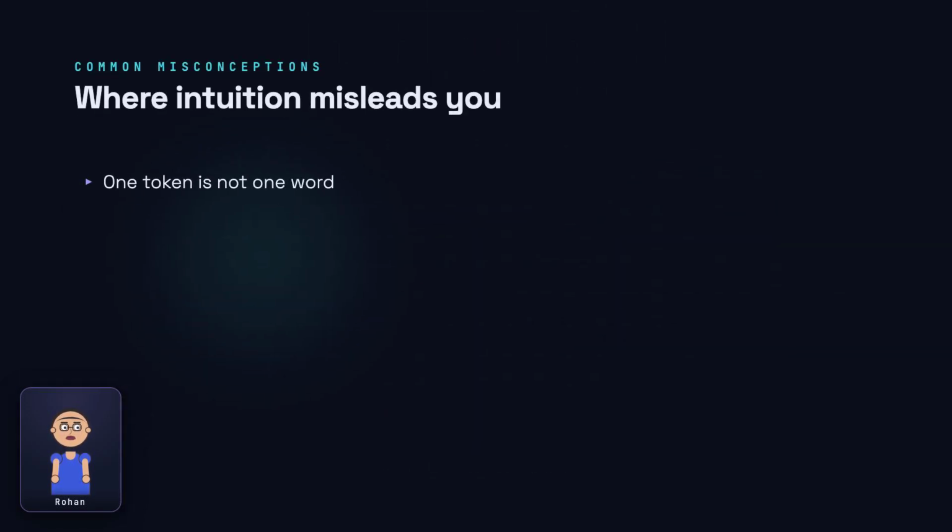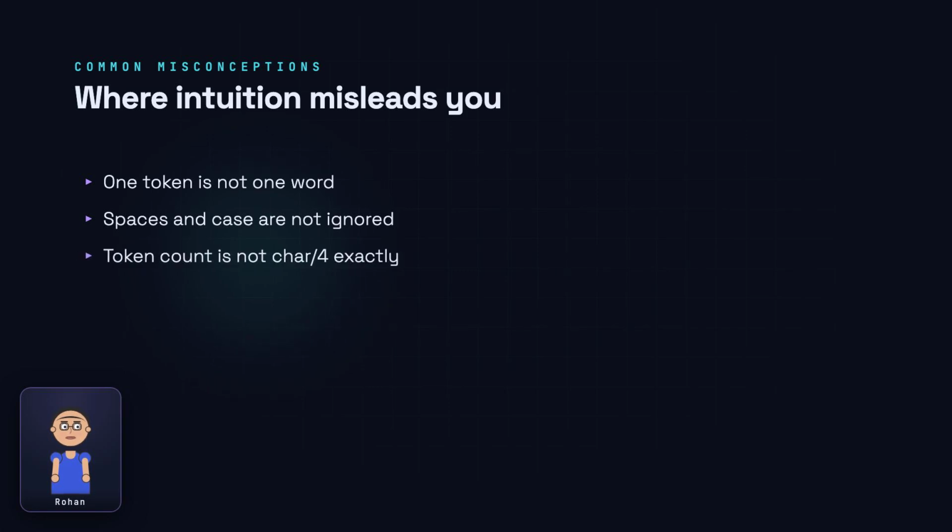So let's clear up the traps. A token is not a word. Long words split and some short strings fuse. Spaces and capitalization are not stripped away. They change the IDs. And the popular rule of thumb, characters divided by 4, is only a rough estimate, not a guarantee. Trust the tokenizer, not your gut.